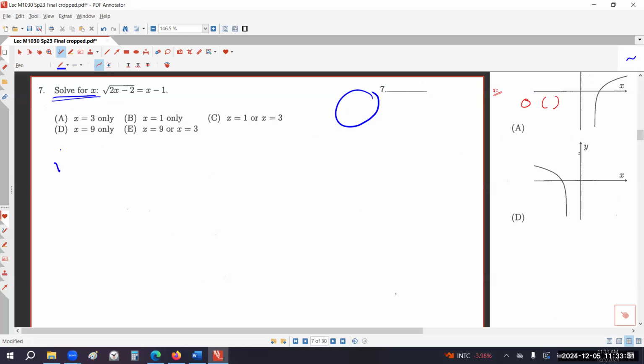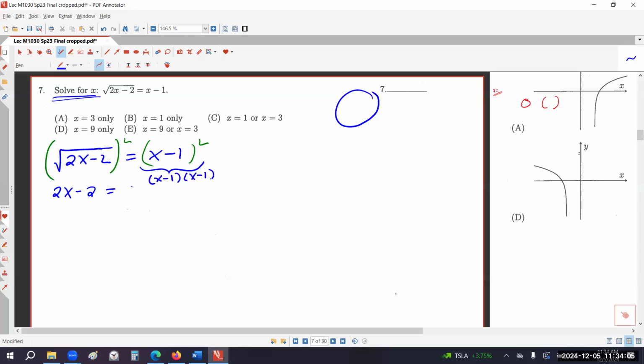So we have the square root of 2x minus 2 equals x minus 1. Since we have the square root alone, if it's not alone, first you have to get the square root term alone. Only then can you square both sides. 2x minus 2. What do we do on the other side? Well, good job. x minus 1 times x minus 1 gives you x squared minus 2x plus 1.